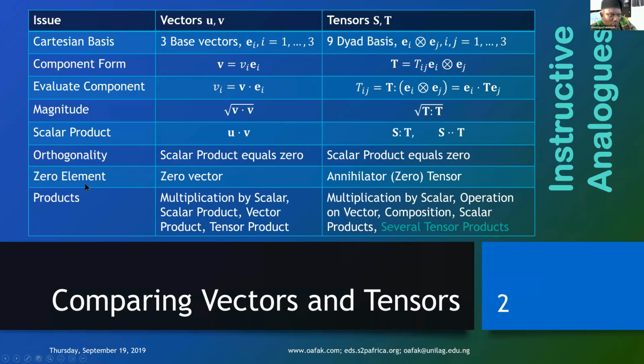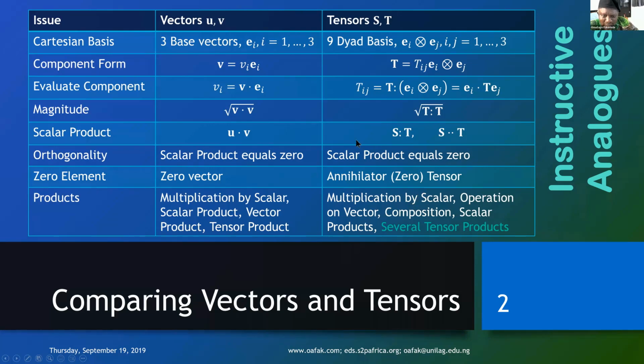What about products? What products are defined for vectors? You have multiplication by scalar, scalar product, vector product, and tensor product. Before you got to 300 level, you only knew about multiplication by scalar, scalar product, and vector product. The tensor product, which creates a tensor out of two vectors, we have just introduced.